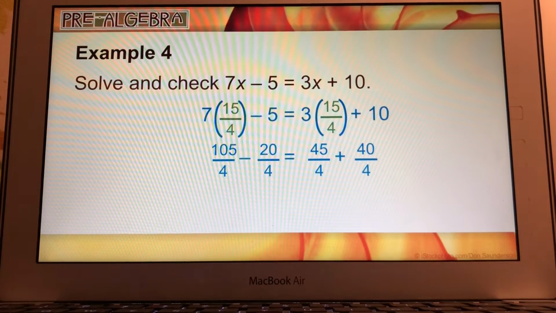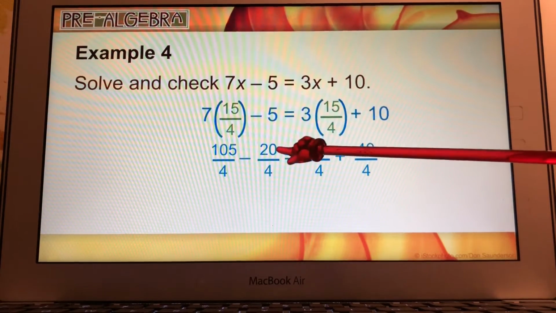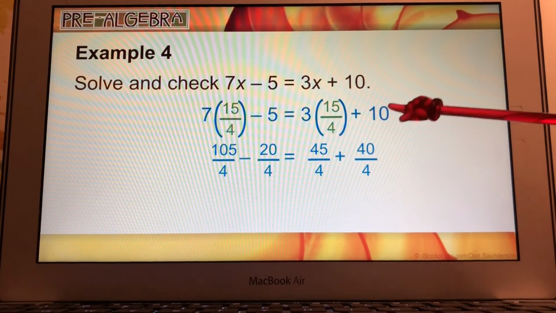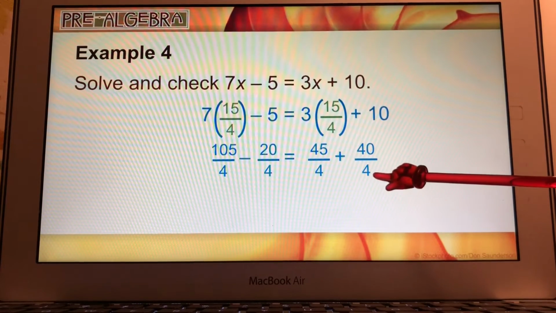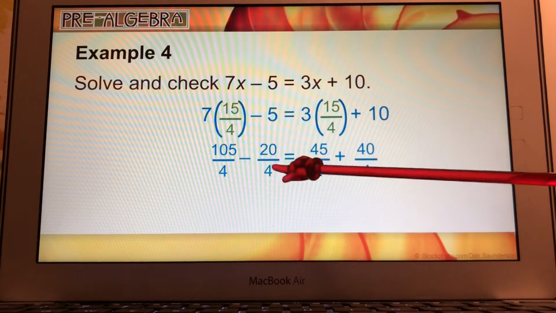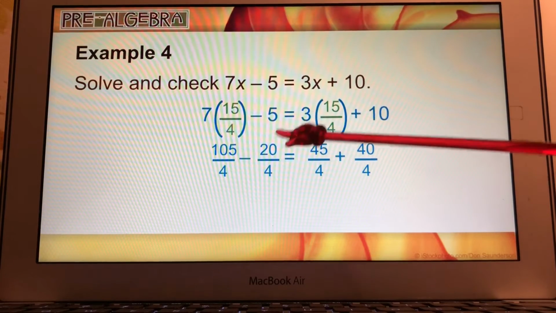A fraction over 4. 20/4 is the same as 5, right? And then 10 is the same as 40 over 4. Basically, if I multiply each of these numbers times 4 and put it over 4, that will give me the fraction that I need.